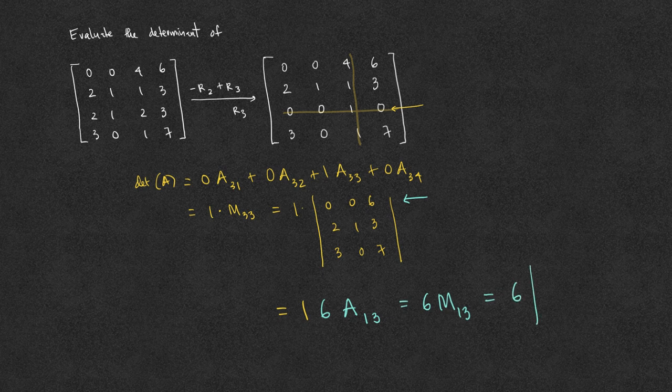But the minor 1, 3 is the smaller matrix where we cross out the first row and the third column. The remaining smaller matrix is 2, 1, 3, 0. And this is 6 times 2 times 0, which is 0, minus 1 times 3, which is 3. 6 times negative 3 is negative 18. So the determinant of the given matrix is negative 18.